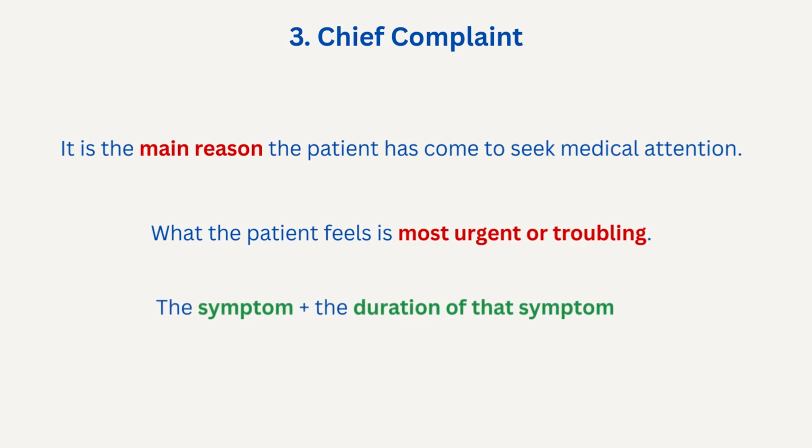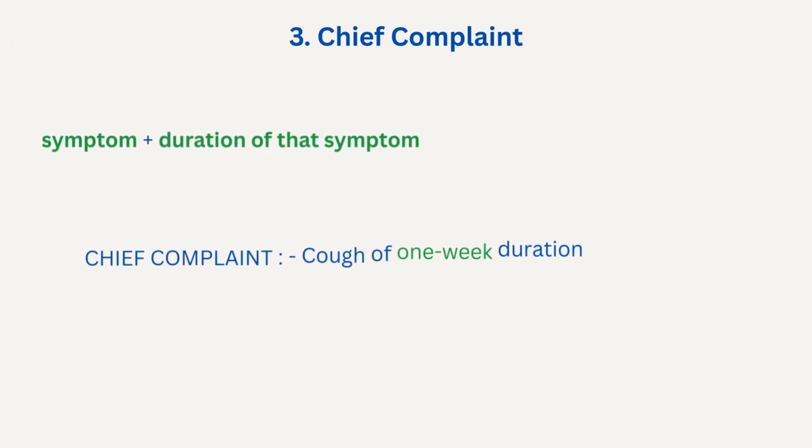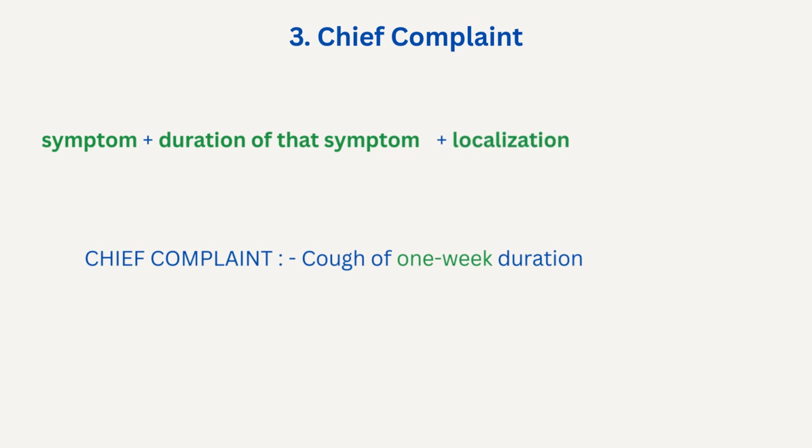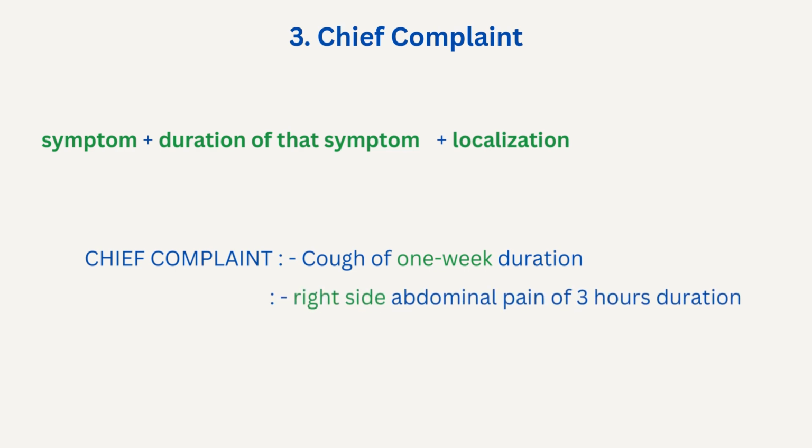For example, if the patient says they came because of a cough, we should ask how long they've had it. So we would document it as cough of 1 week duration or cough of 2 weeks duration, depending on what the patient tells us. And also based on different types of symptoms we can add the localization of the symptom, where exactly is it felt. For example, we can say right side abdominal pain of 3 hours duration.